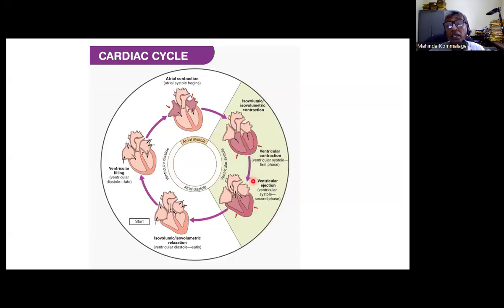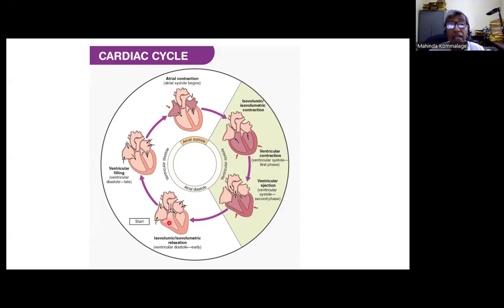In ventricular contraction, there are two phases: a very narrow phase called isometric ventricular contraction, and proper ventricular contraction or ejection. And then blood will be pushed to the aorta and pulmonary artery. And now after that, the ventricles will relax. So you can see now they are relaxed.